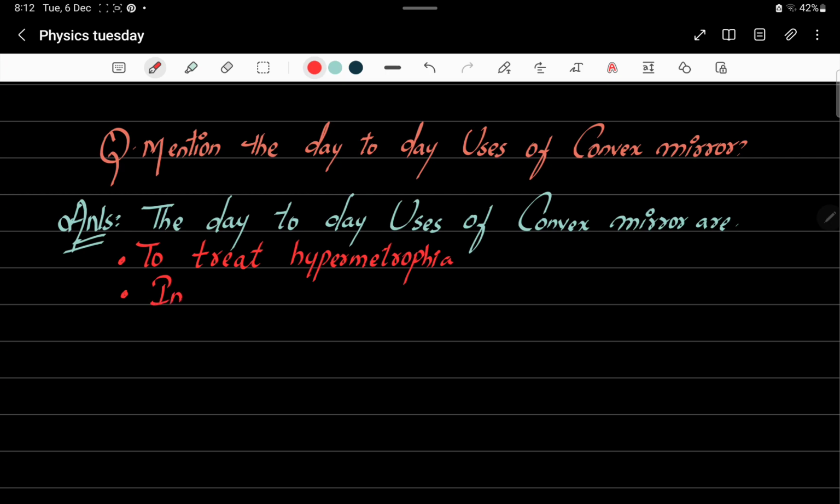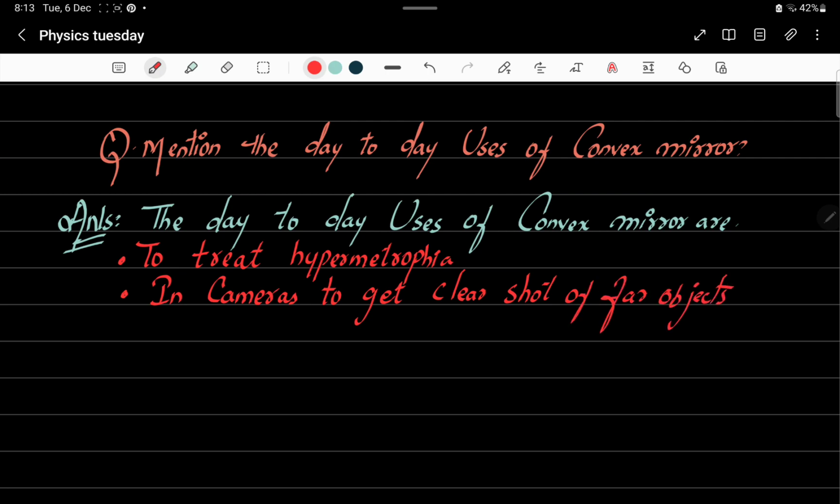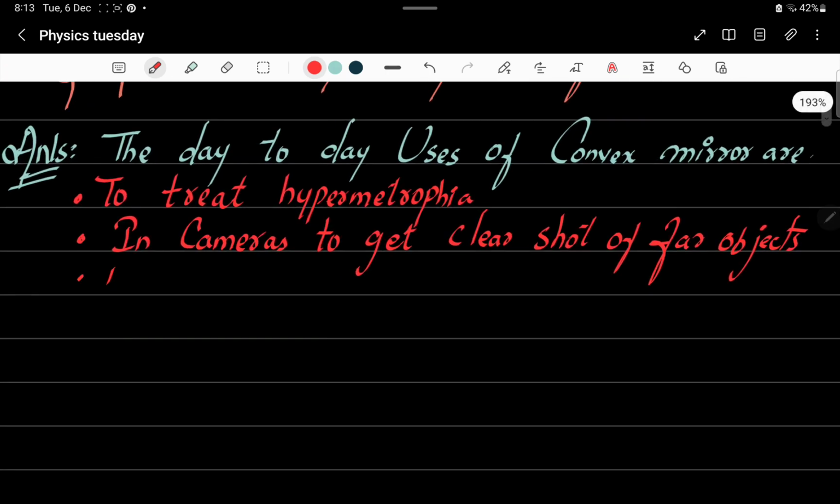Next point is in cameras. It is used in cameras to get clear shot of far objects. And it is also used in microscopes. It is used in microscopes to see tiny organisms.